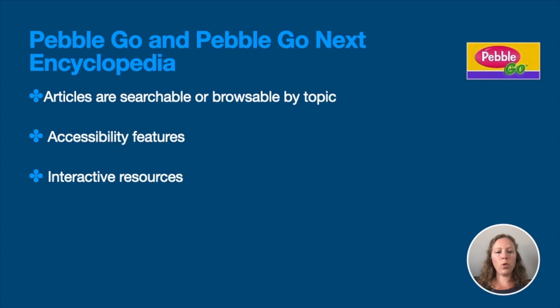The second tool I'm going to discuss today is the Pebble Go and Pebble Go Next Encyclopedia. This is a great digital encyclopedia which is both browsable and searchable. I'll demo these search features, and I'll also highlight several accessibility features embedded in the articles. Finally, I'll briefly explore some of the interactive resources linked from the main articles.